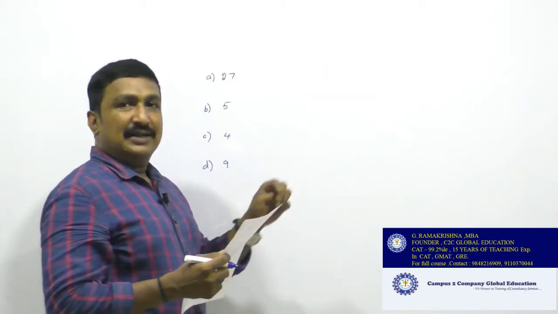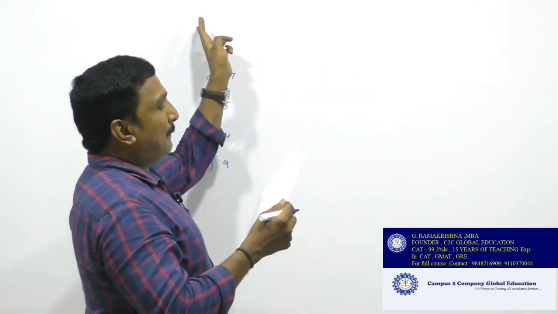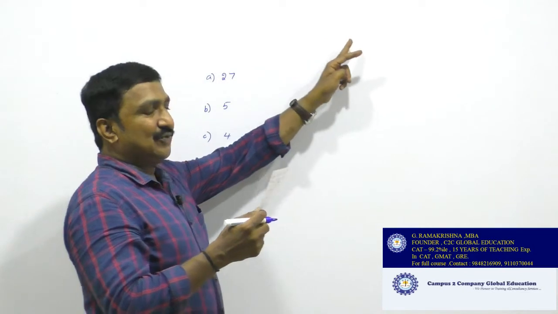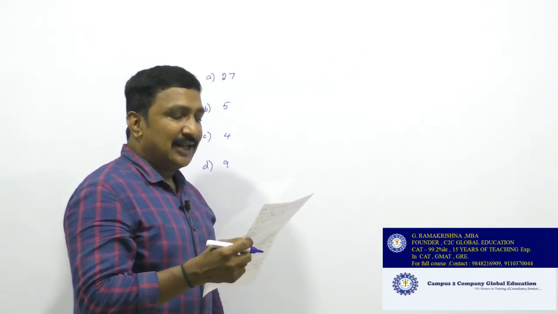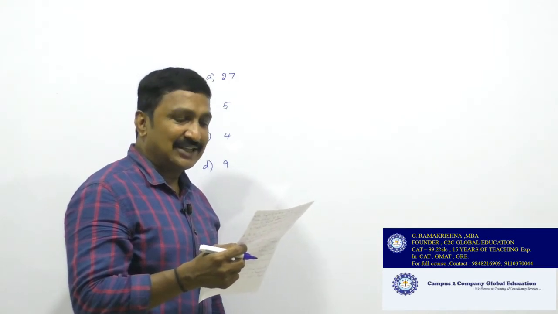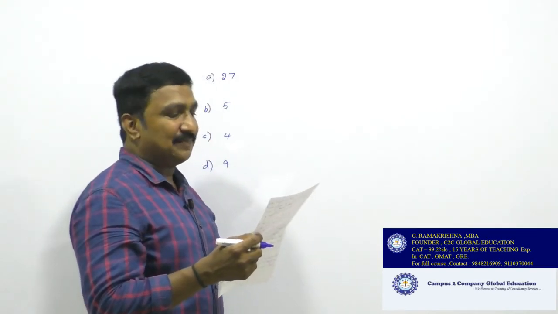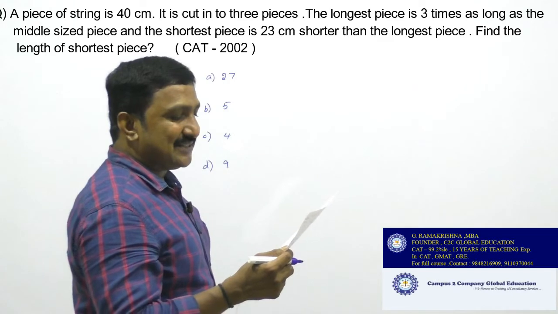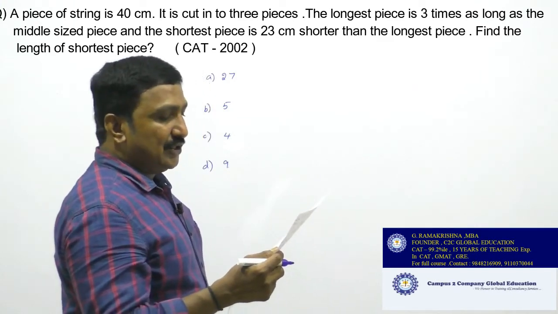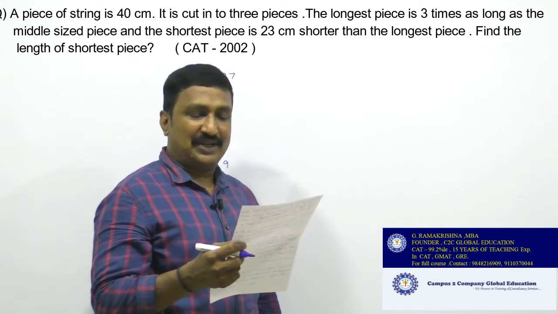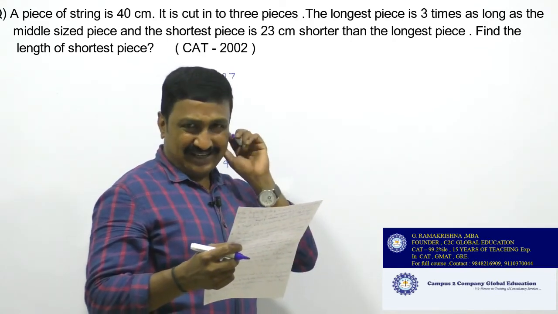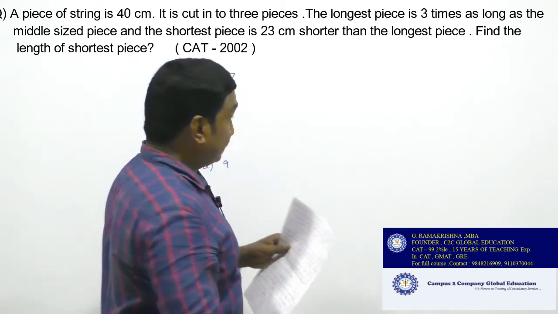Right, friends. The next question is, a piece of string is 40 centimeters. It is cut into 3 pieces. The longest piece is 3 times as long as the middle sized piece, and the shortest piece is 23 centimeters shorter than the longest piece. Find the length of the shortest piece. Understood, friends? Here also 3 categories are there.